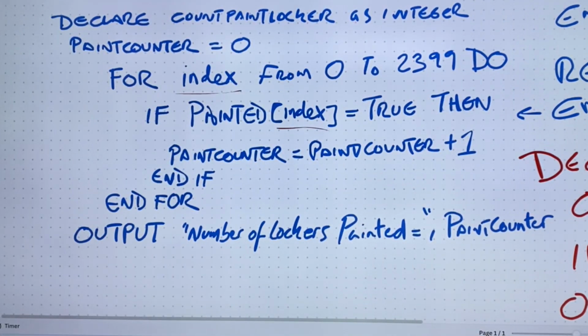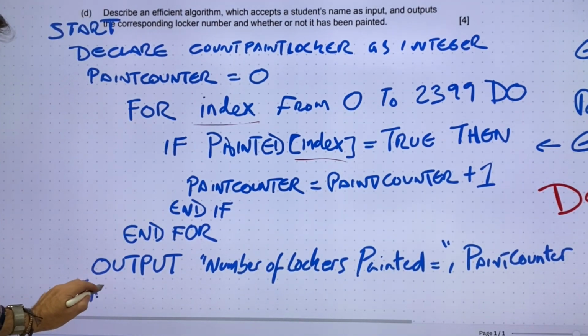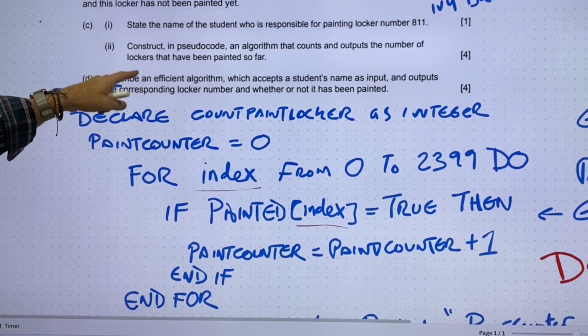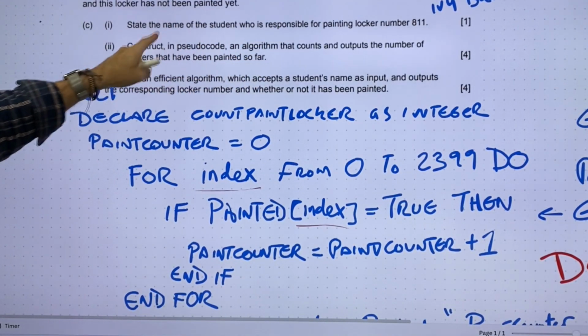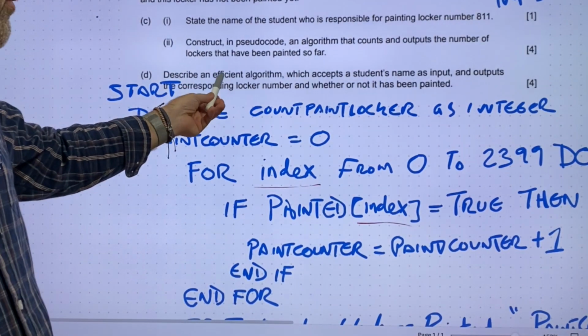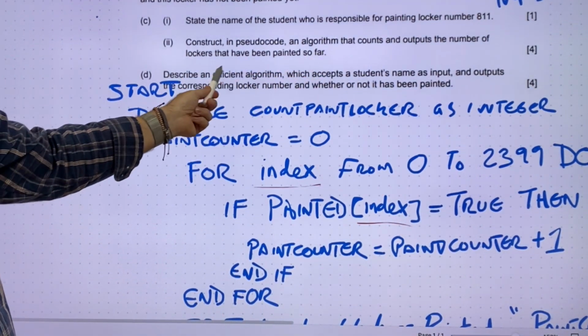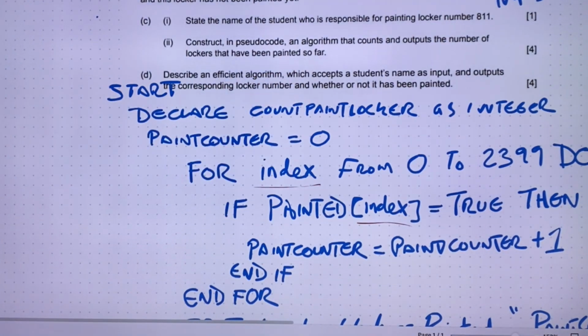Obviously, I didn't do a start on this one. Should have done a start. Let's do that. Start. And then end. Okay? So that would give us that scenario there. So that would get us another 4 marks. Construct pseudocode, an algorithm that counts and outputs the number of lockers that have been painted so far. Finally, describe an efficient algorithm which accepts a student's name as an input and outputs the corresponding locker number and whether or not it has been painted.